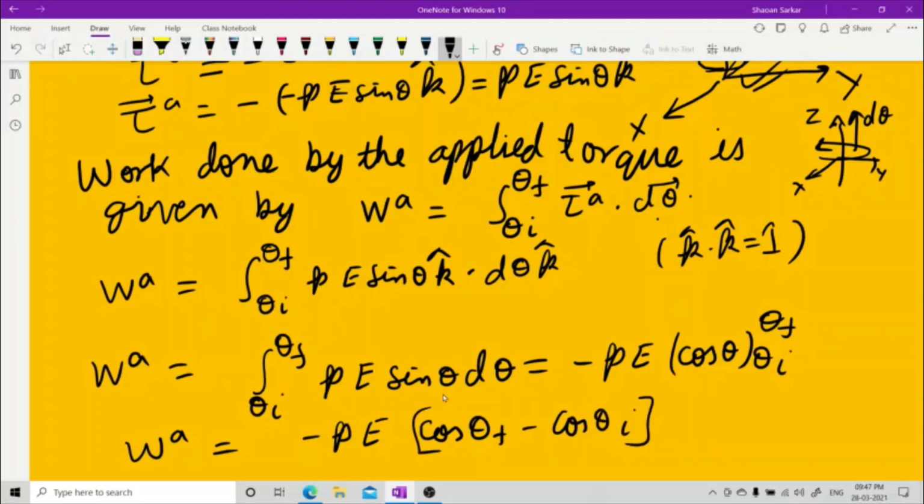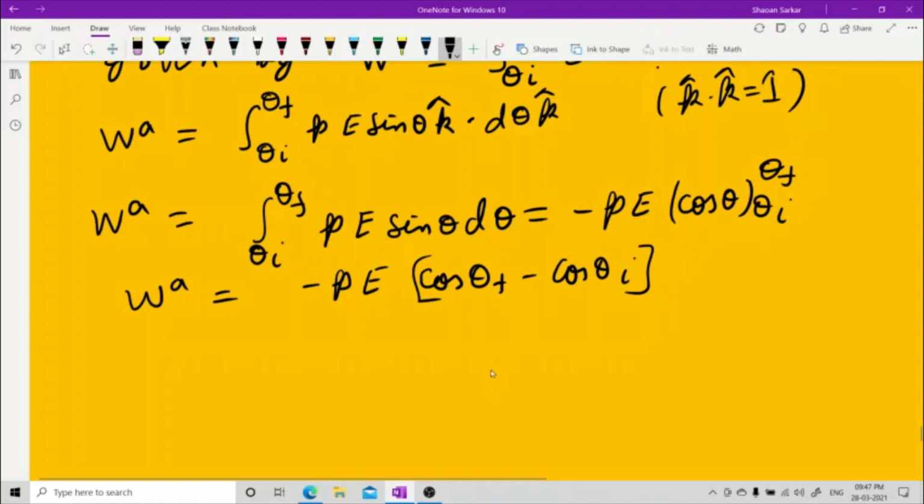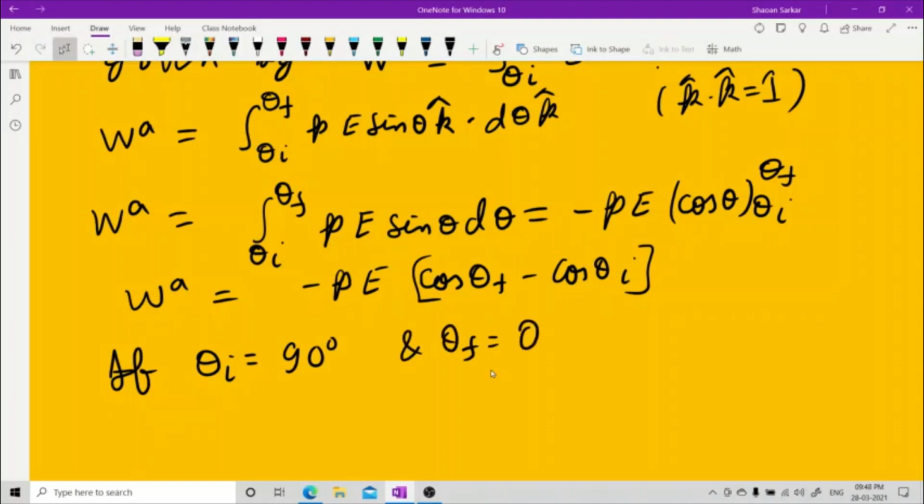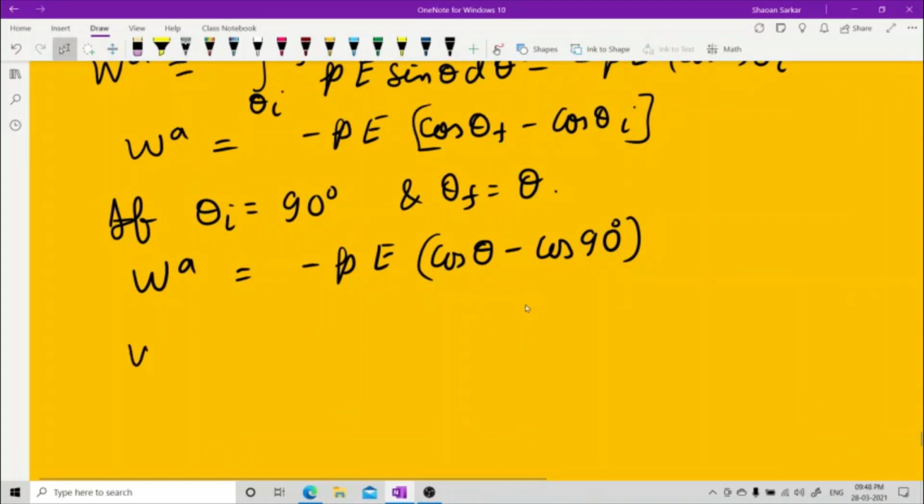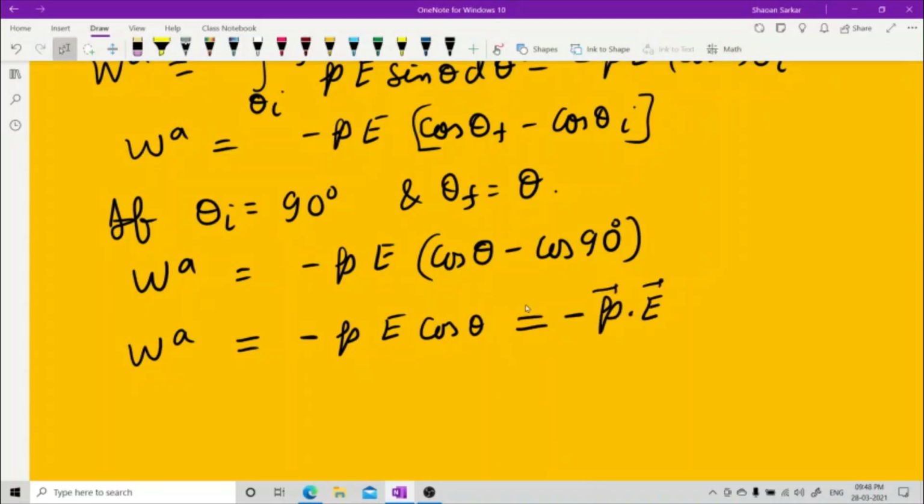Now suppose theta initial is 90 degrees and theta final is theta. Then W applied becomes minus PE times cos theta minus cos 90, and cos 90 degrees is 0. So W applied is minus PE cos theta, and this is nothing but minus P dot E in vector form.